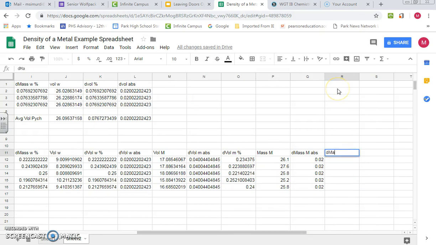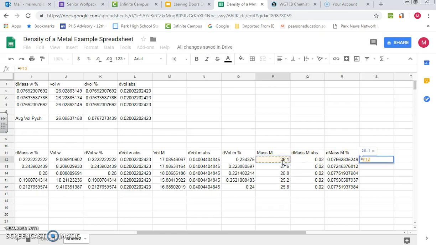I'm almost done. Let me just get my percentage on this. So we'll equal 0.02 divided by the total value times 100. And we'll fill that down. Okay, and then lastly, I can get the density of the metal, the thing that I have been looking for here. That is going to equal the mass of my metal divided by the volume of my metal. And that's what I have for density, and I can fill that all the way down.